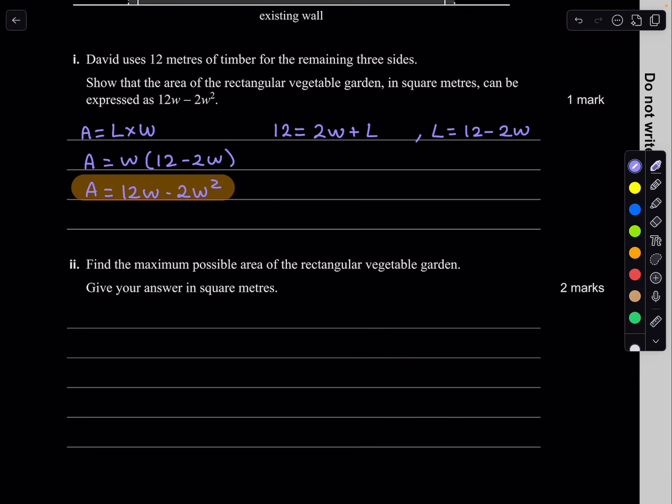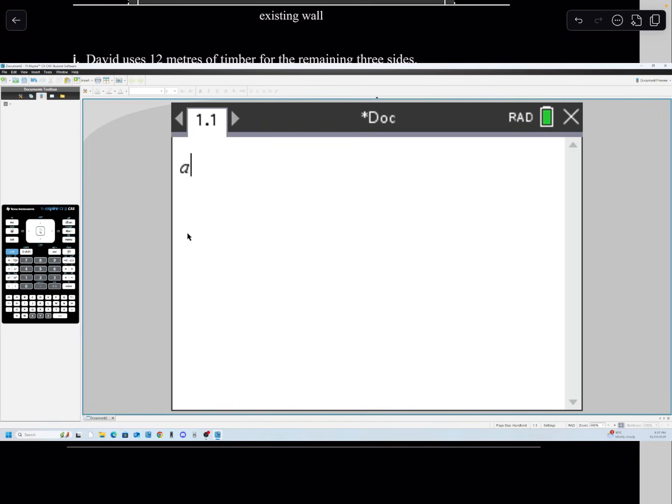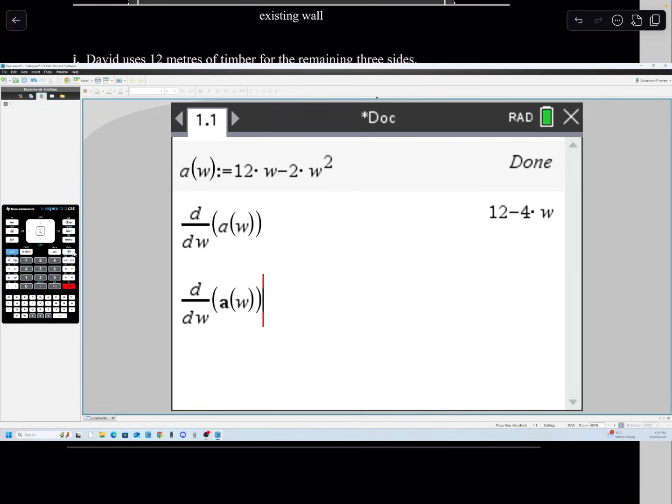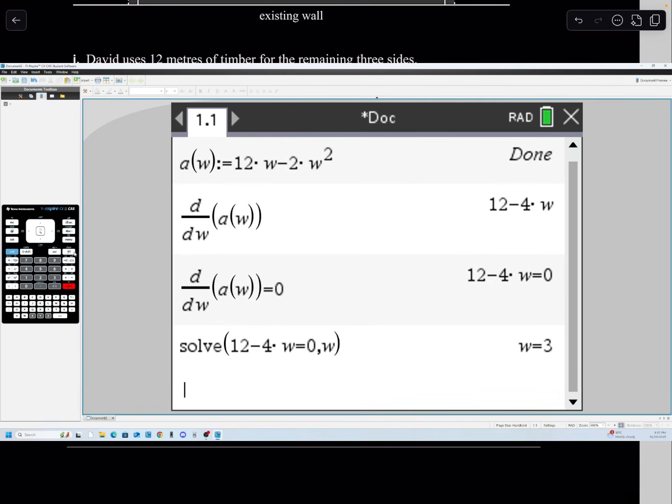Beautiful. So to find the maximum, what we need to do is derive A dash of x, your area formula, and let it equal to 0. So let's go to our CAS and do that. I'm going to press Control N here, and define A of, it's not A of x, sorry, it's A of W. A of W is defined as your area formula, which is 12W minus 2W squared. And we want to find the maximum. So we have to derive it first. Derive with respect to W, A of W, and let that equal to 0. Solve, answer, comma W, which is W equals 3.